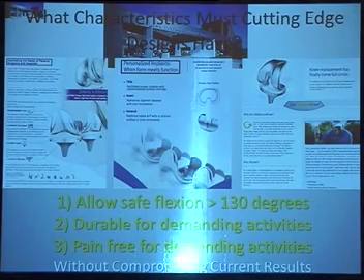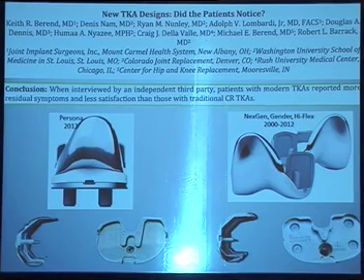So are these cutting edge designs trying to solve this? No. Are they allowing the safe flexion of beyond 130 degrees, the durable demanding activities, and being pain free without affecting their longevity and current results? None of the designs does that.